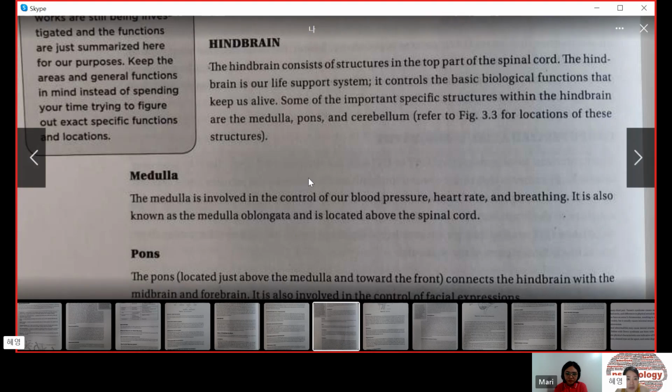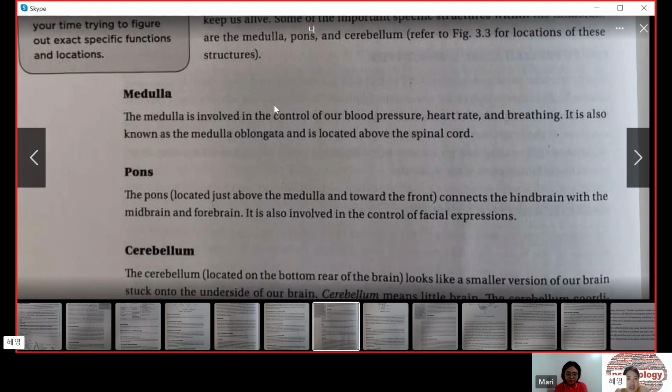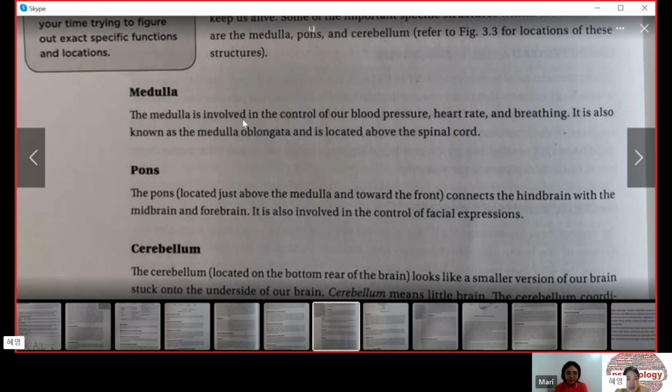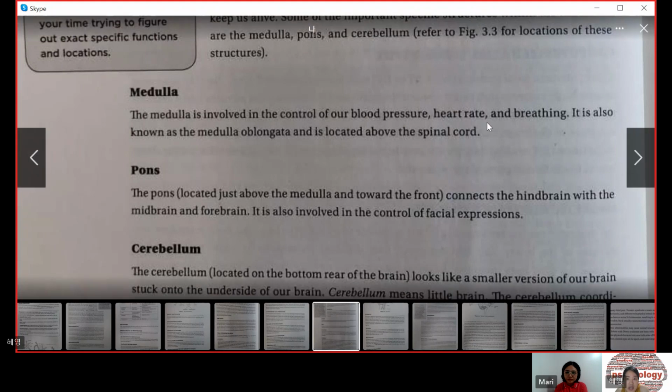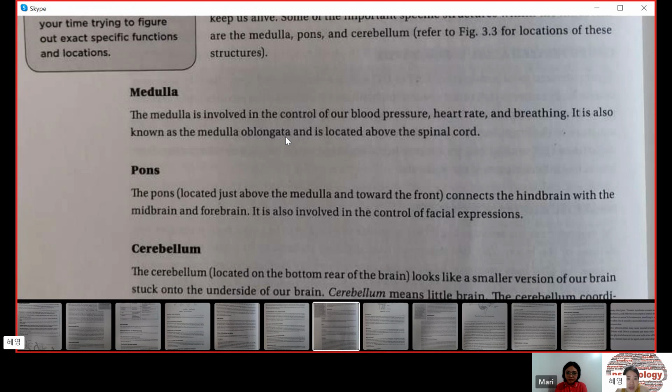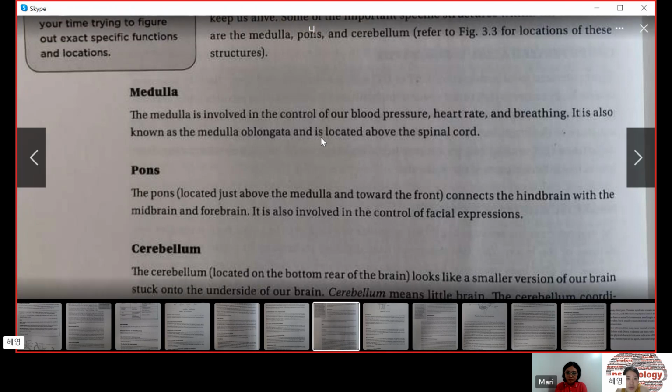So, and then medulla, this is involved in the control of our blood pressure, heart rate, and breathing. It's also known as the medulla oblongata. It is located above the spinal cord.